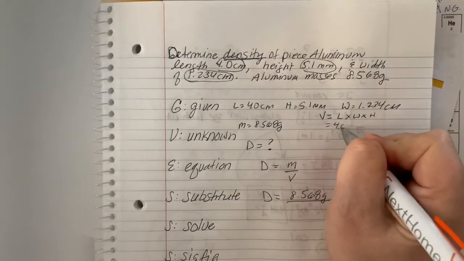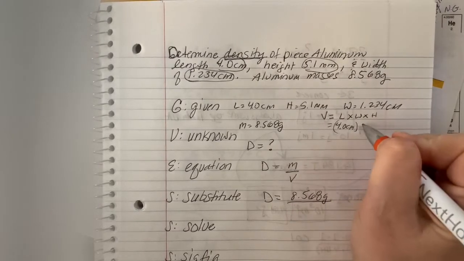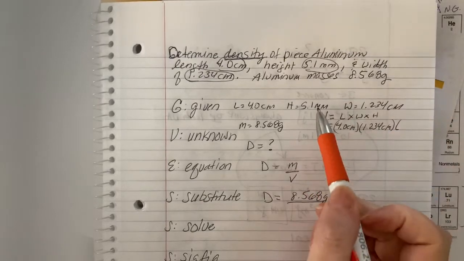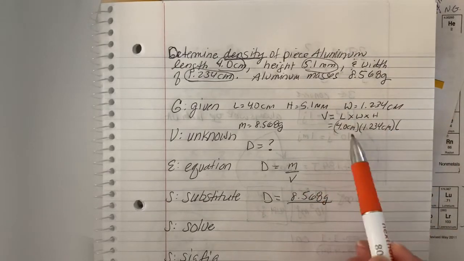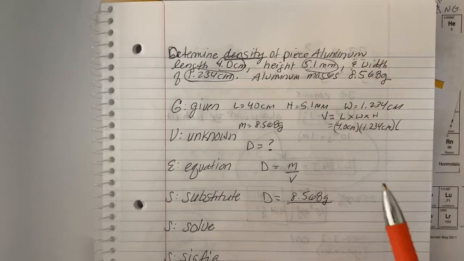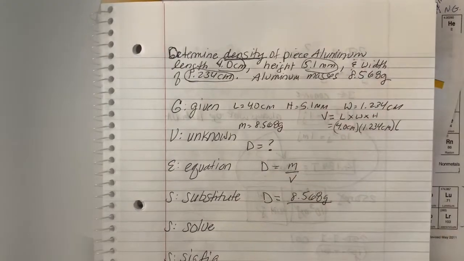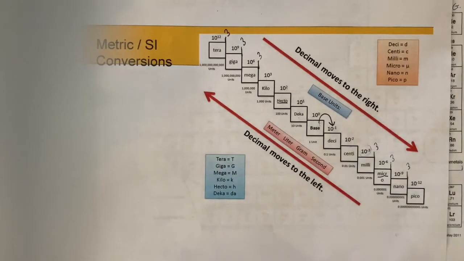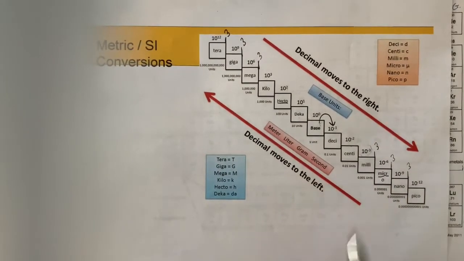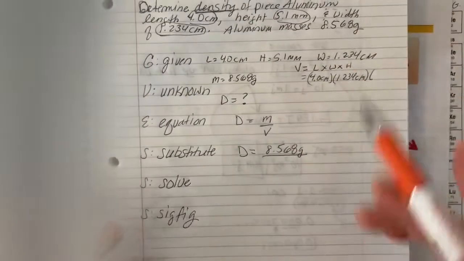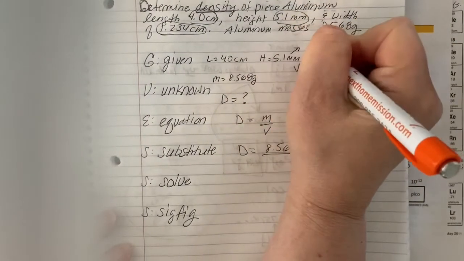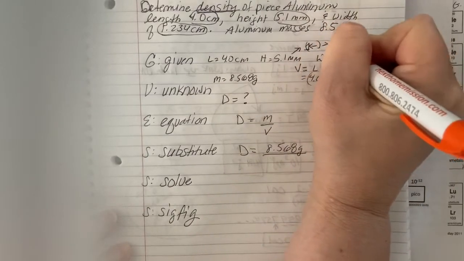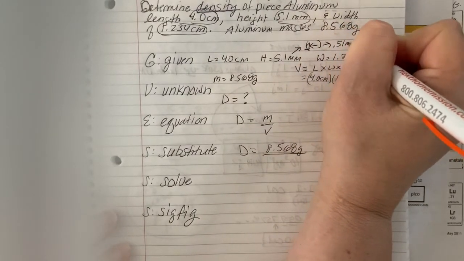My length is 4.0 centimeters. My width is 1.234 centimeters. And oh, look, my height is in millimeters. It all has to match. If it's not matching, then we have to convert first. So I'm going to go look at my ladder. And to go from millimeters to centimeters is one hop to the left. That is one to the left for my conversion, which makes that 0.51 centimeters.